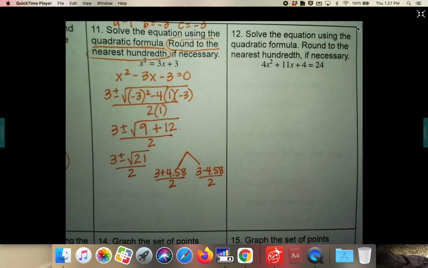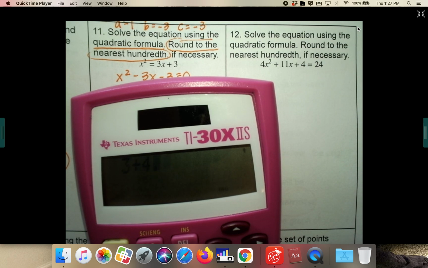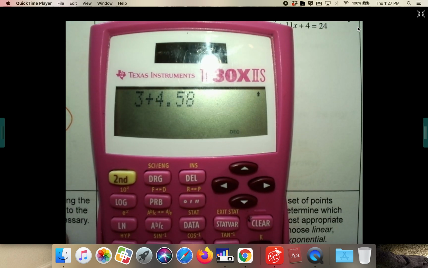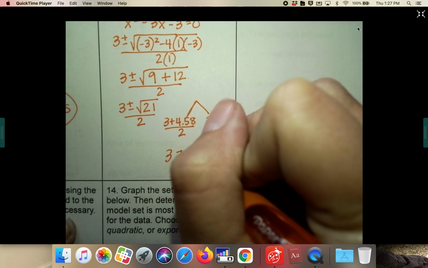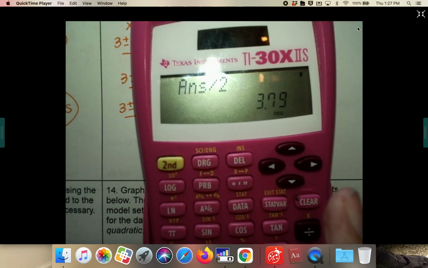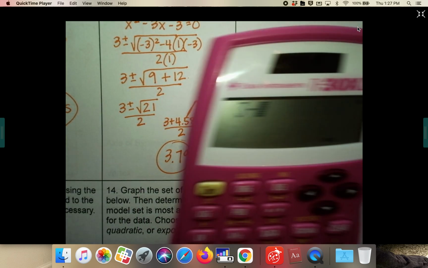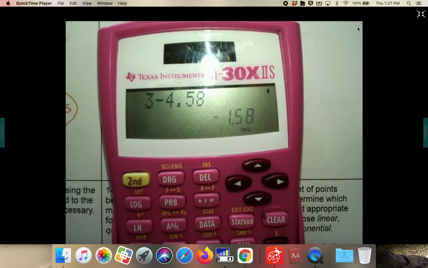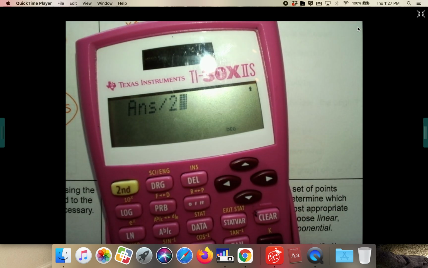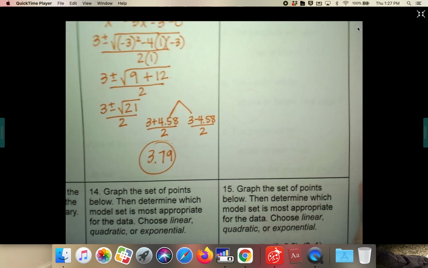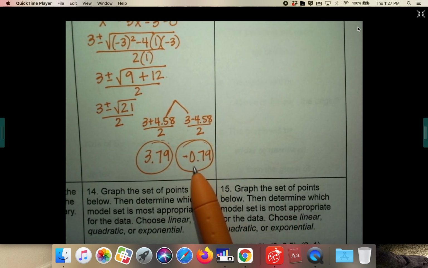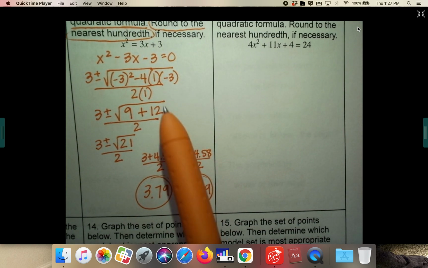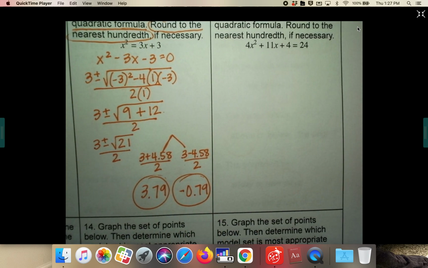And I'm just going to do it in my calculator. So 3 plus 4.58 equals, please be sure you put equals in between, and then divided by 2. 3.79 is one of my answers. 3 minus 4.58 equals divided by 2 equals negative 0.79. Okay, those are crazy answers, but this is done correctly. So round it to the nearest hundredth, which we did.